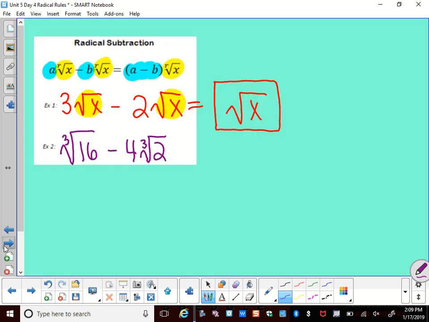We're going to save ourselves some time. We're going to write that again. 2 times the cube root of 2 minus 4 times the cube root of 2. I now have matching radicals.